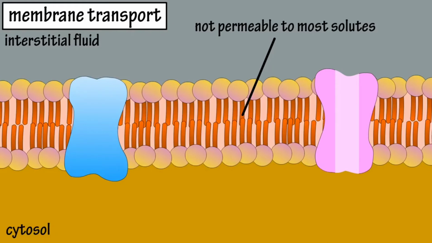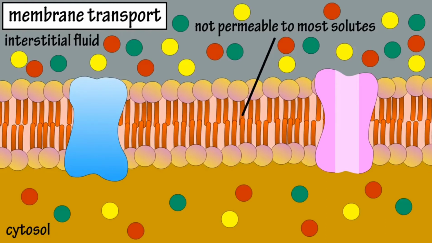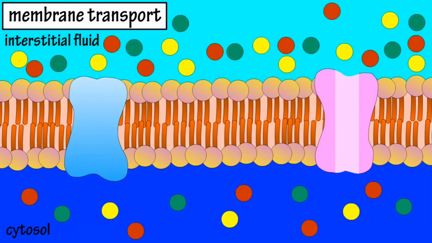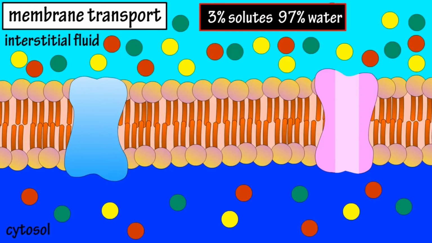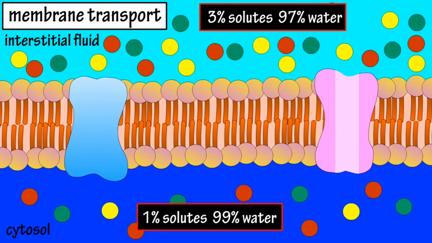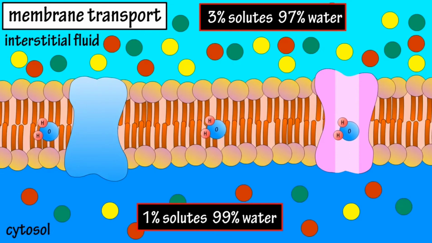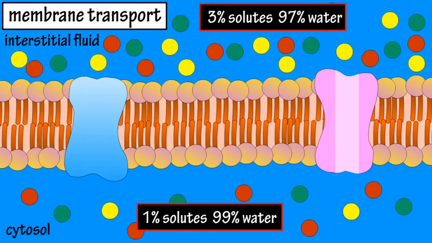So, for example, one side of the membrane, the cytosol or interstitial fluid, can have more solutes than the other side. Let's say the interstitial fluid has 3% solutes and 97% water, and the cytosol side has 1% solutes and 99% water. In this example, water will move down its concentration gradient, from the 99% cytosol side to the 97% interstitial side to achieve equilibrium.